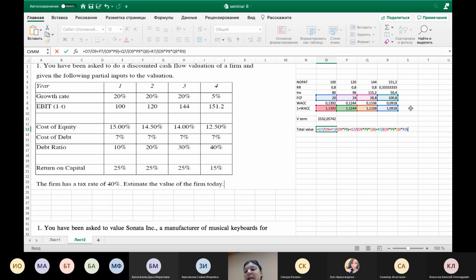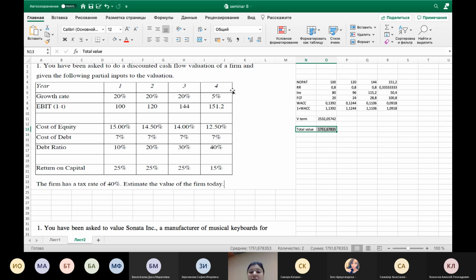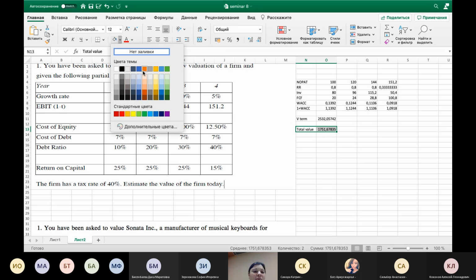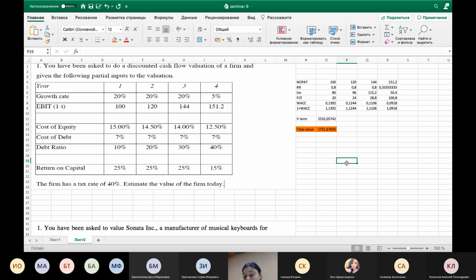Good. And now plus our terminal value. Our terminal value must be divided by the combination of all discount factors, the same, 4 discount parameters in this context. And total value of our company equals 1,751 or 1,752, it depends on you. Good.